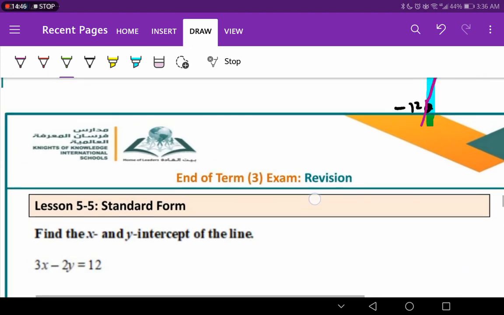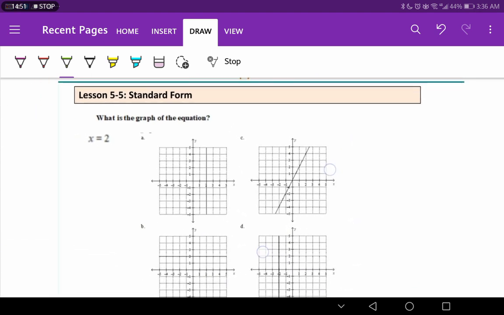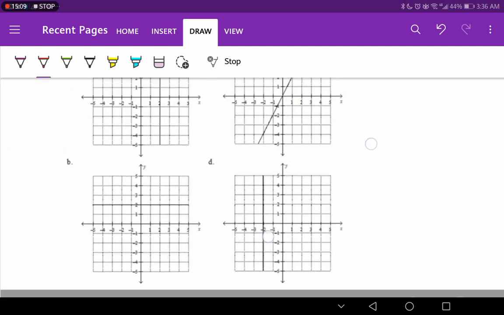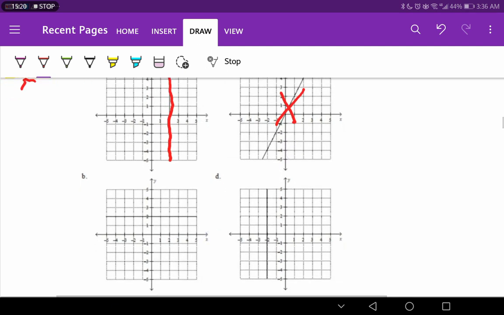Let's come back here. He asked me what the graph of the equation is. He gave me this equation and he asked me which one is correct. As you know from before, this means it is a vertical line. Yes, a vertical line. Where is the vertical line here? Yes, this line is vertical. Good. So this is the proper answer. This one cannot be because it has a slope, and this one is horizontal, so it is impossible to be the answer, and this one is vertical.